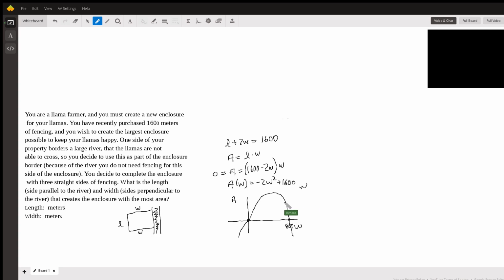So now we know from symmetry that the vertex of the parabola occurs at 400 here. And so our solution is that the width is going to be 400. Now they also want to know what the length would be. Well, the length can be found this way. When W is 400, this is going to be 800. And so the length would be 800.